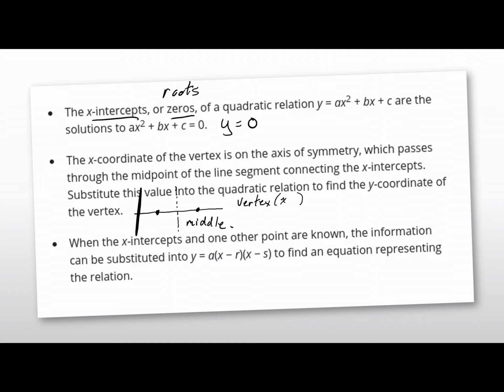When the x-intercepts and one other point are known, the information can be substituted into y equals a(x minus r)(x minus s) to find an equation representing the relation. So when we have x-intercepts, we can put them in here, and as long as we have one other point to put in for our x and y, we can then solve for a. So that is example 3.